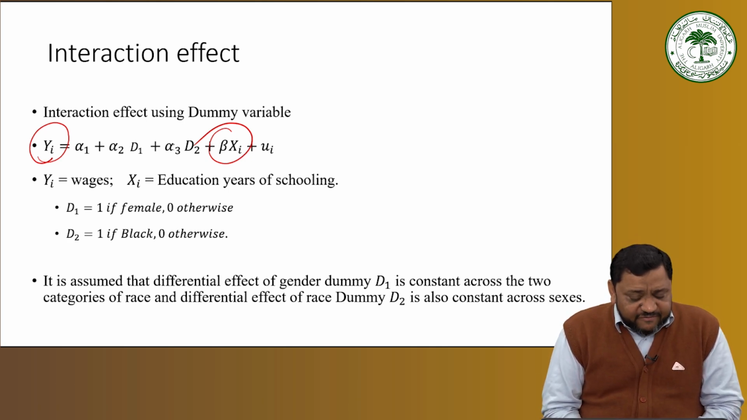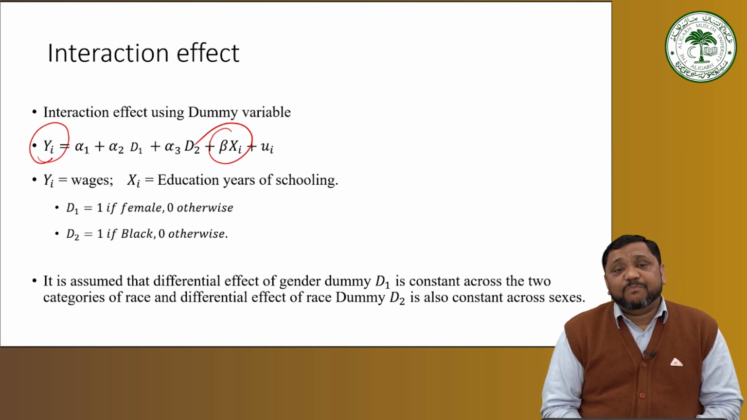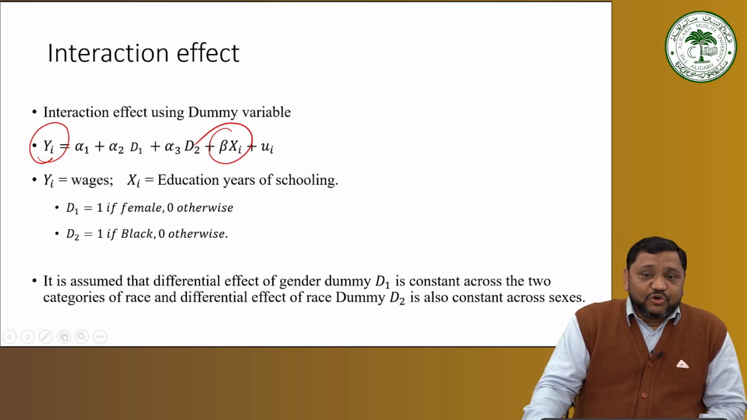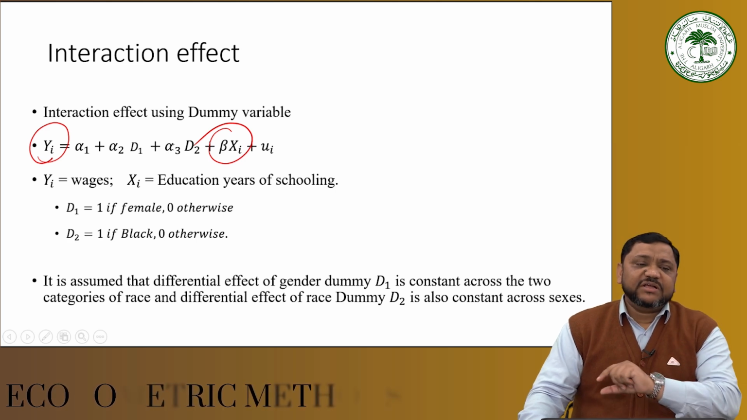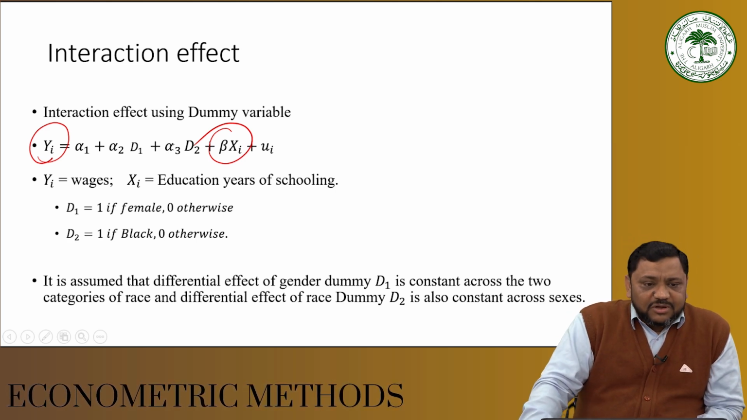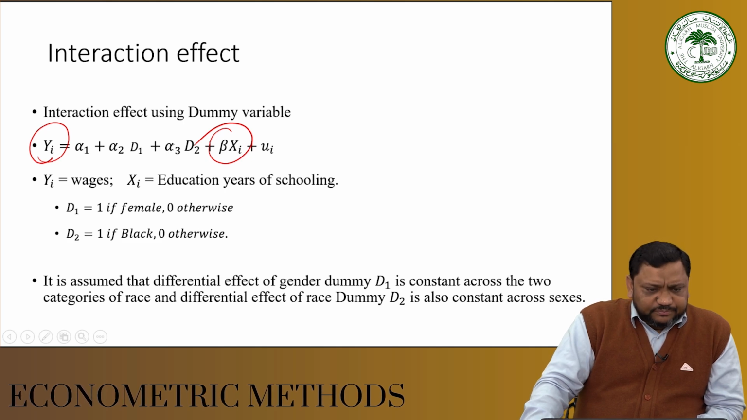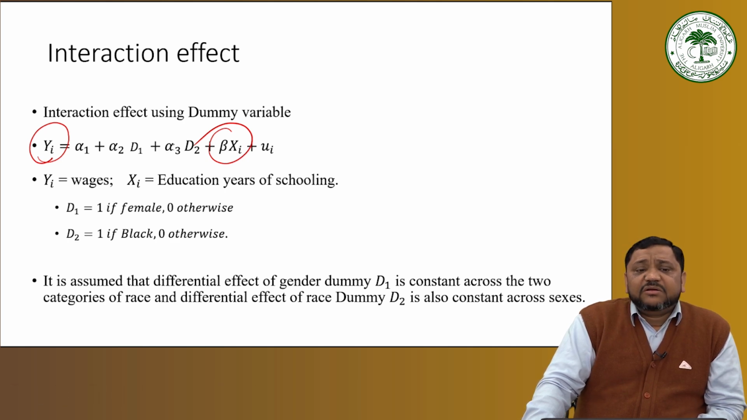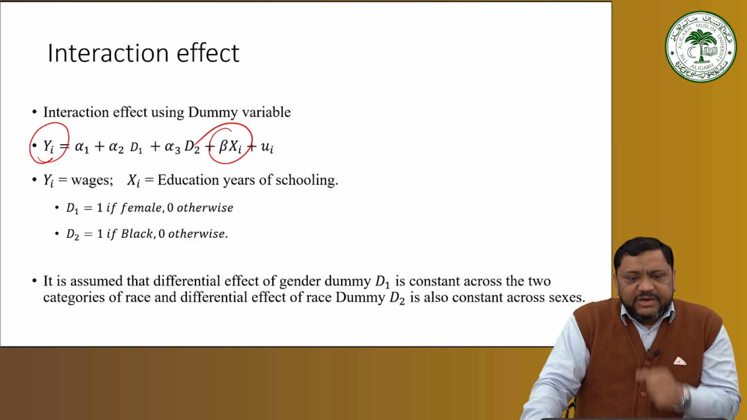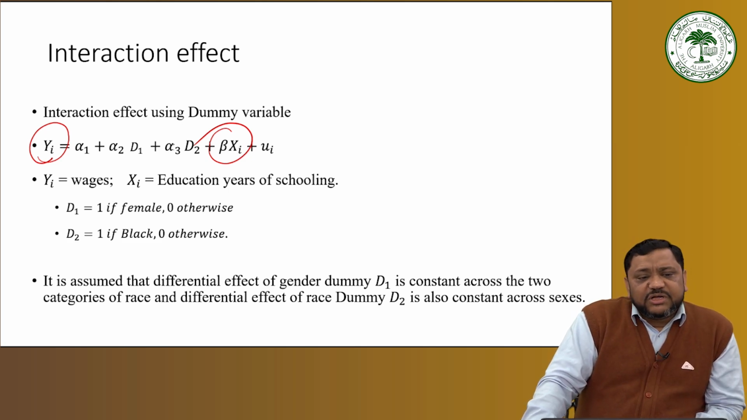So what we do, we have dummy D1 equal to 1 if female, otherwise 0, and D2 equal to 1 if you are black, otherwise 0. So we are incorporating the impact of gender and race along with education, and we are seeing the impact of these three on the wages or the salary. We are assuming that the differential effect of gender dummy D1 is constant across the two categories of race, and the differential effect of race dummy D2 is also constant across the two genders.